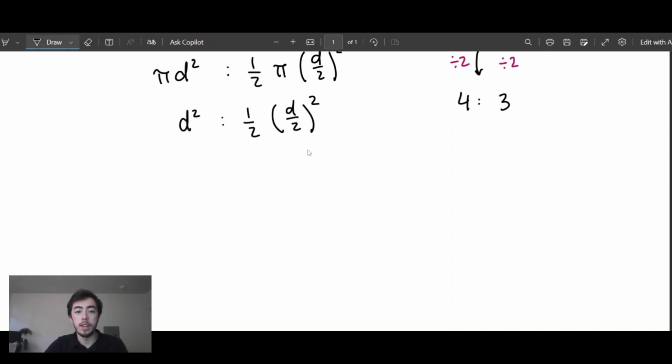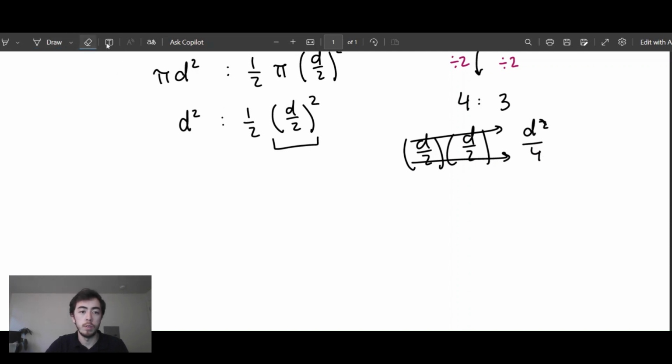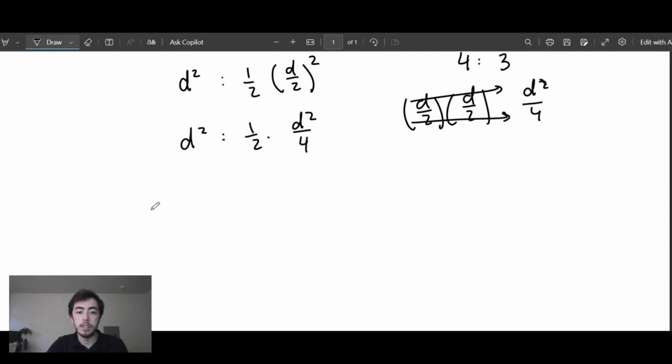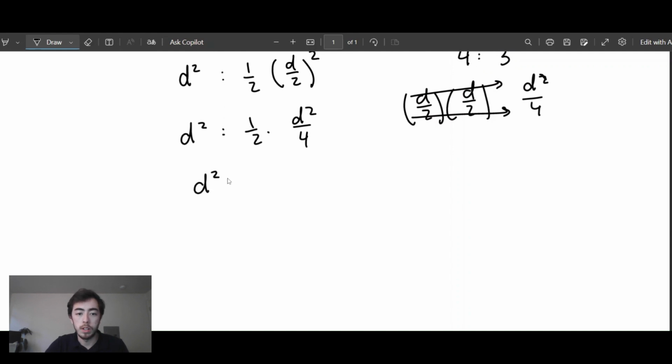Now when multiplying fractions, I'm looking here. This squared says d over 2 times d over 2. Just like the general procedure, you can multiply across. So this is the same as d squared over 4. So I'll write that here. I have d squared compared to 1/2 times d squared over 4. This is the same as d squared compared to 1/8 d squared.